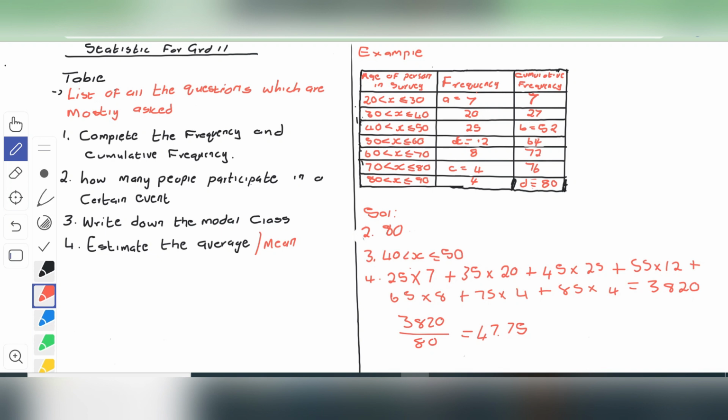Then we are done with the statistics for grade level, which is for the table.